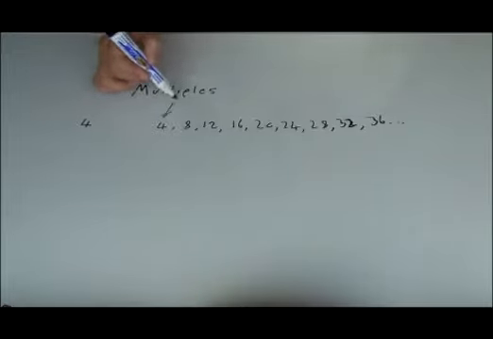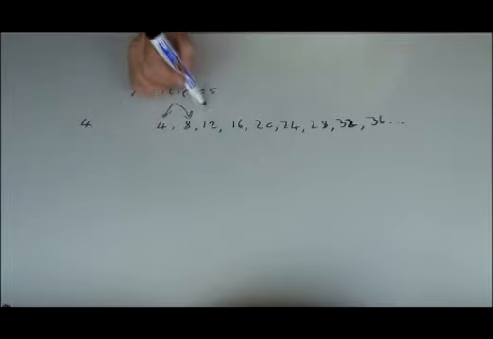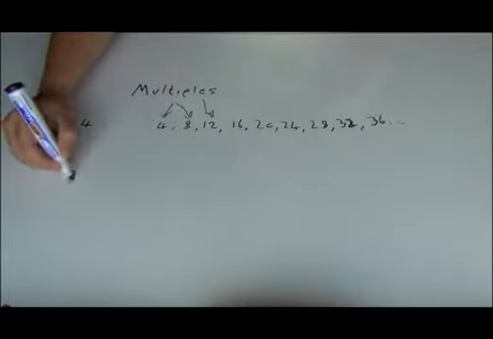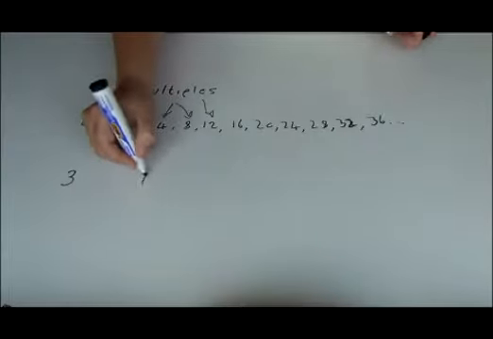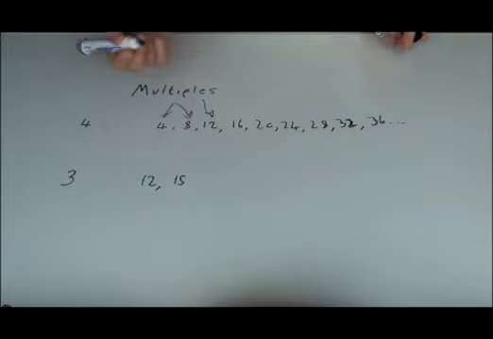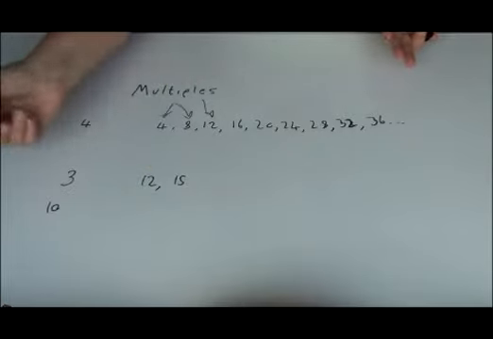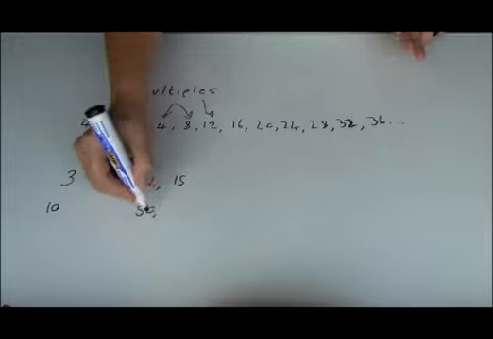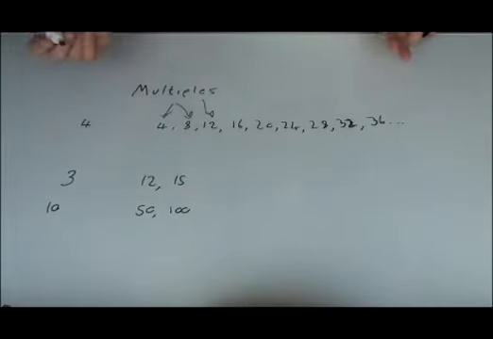4 is a multiple of 4, 8 is a multiple of 4, 12 is a multiple of 4. So the multiples are just the numbers that are in the times table of the number you're given. So if I said to you, give me 2 multiples of 3, you could, for example, choose 12 or 15. If I said 2 multiples of 10, you could choose 50 and you could choose 100. So each number has lots and lots of multiples.